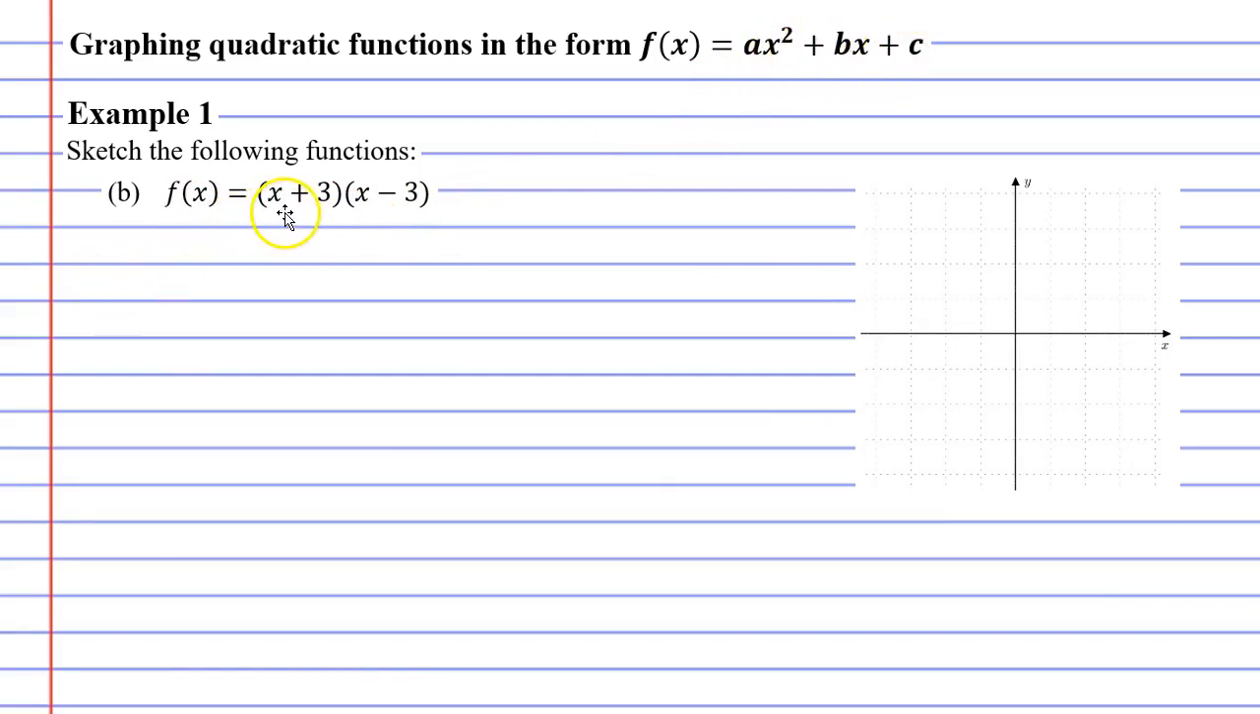If that's the case, it's usually better just to expand the brackets first. We have the difference of two squares here, which means we simply square the x's. So x times x gives us x squared, and then square the 3's. 3 times 3 will give us 9. And because it's the difference of two squares, there's going to be a minus sign between them.